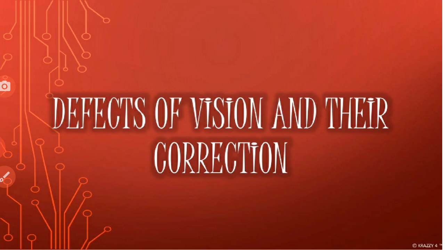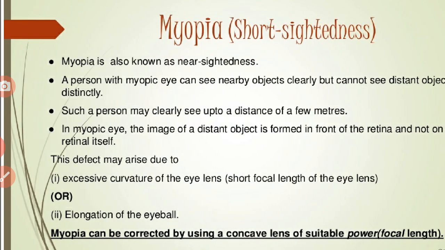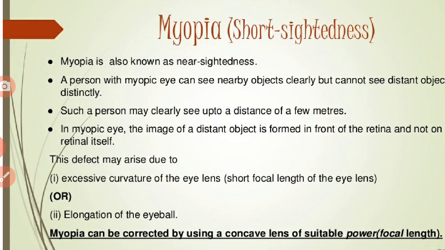Now we discuss the defects of vision and their correction. First we take myopia. It is also known as short-sightedness or nearsightedness.